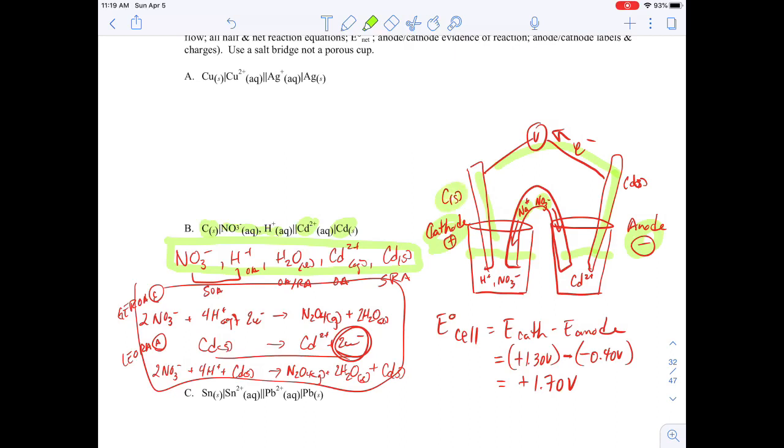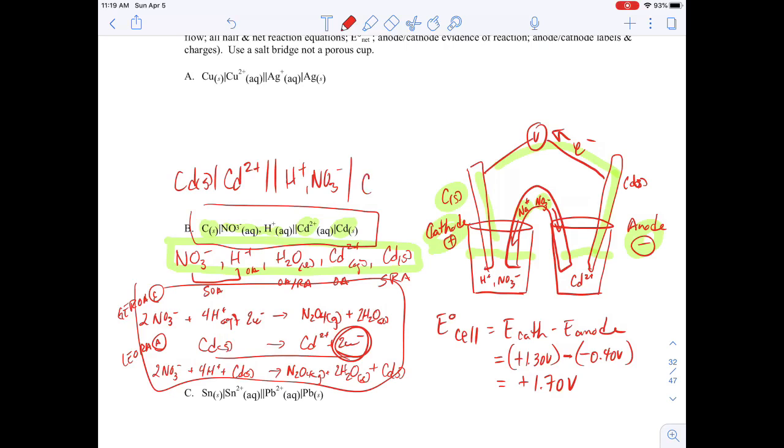Significantly, I picked this one because it's got an inert electrode. If they wanted cell notation, I think it's supposed to always list the anode first. So this is the cell notation. I think it should have anode listed before cathode, so it'd be cadmium solid, cadmium ion, saltwater bridge, nitric acid, and then my carbon solid.